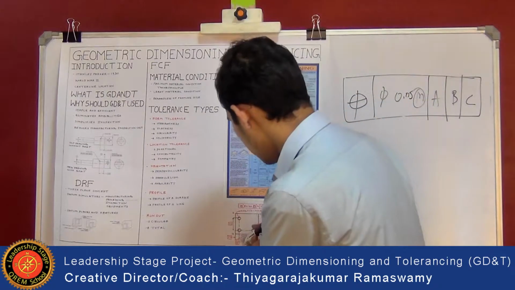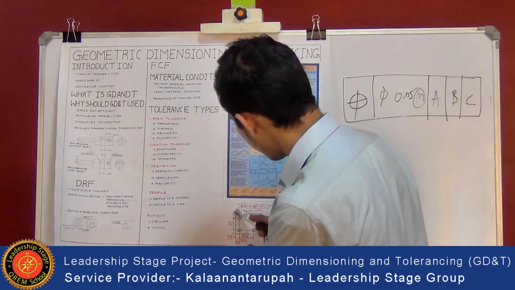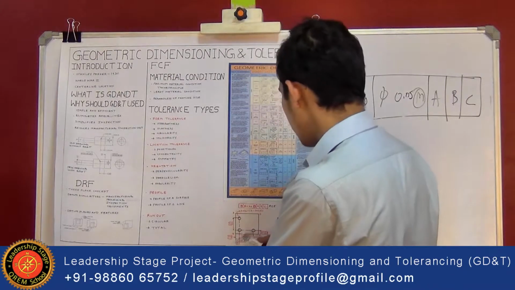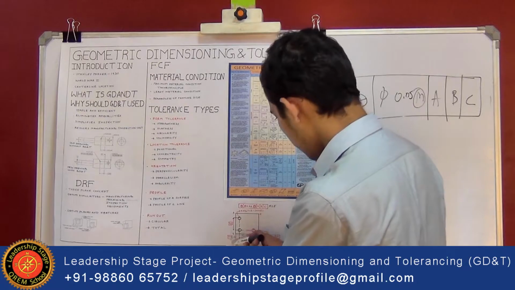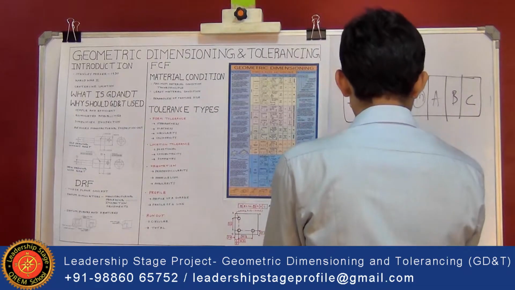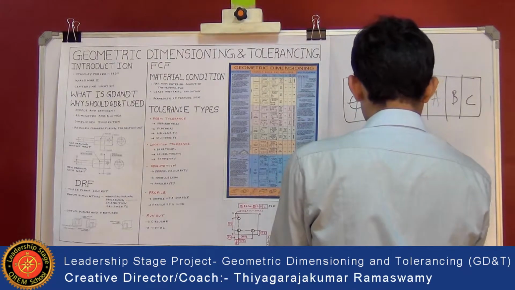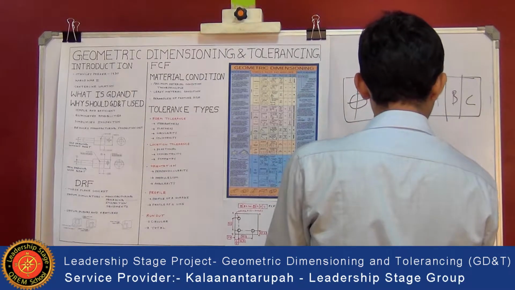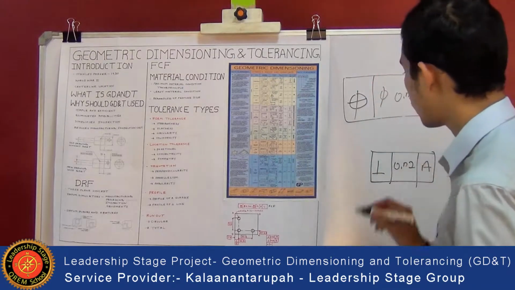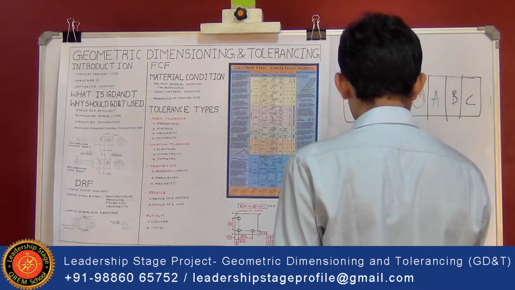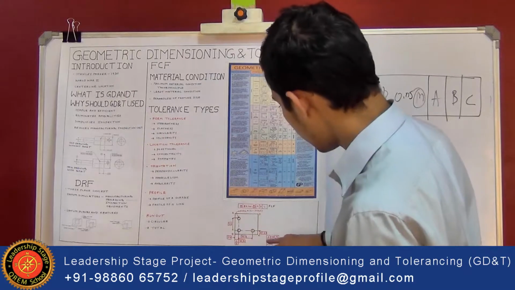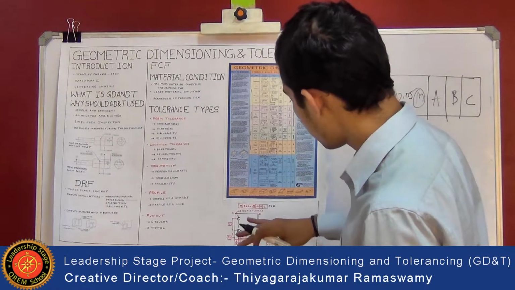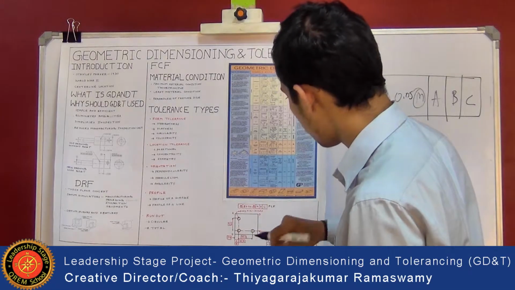In this, surface AB is perpendicular to A and also AB is perpendicular to B. This can be shown using this diagram: considering the surface that is perpendicular to A, it should be perpendicular to A within a tolerance limit of 0.02, and it should be perpendicular to B. And here also we can see that surface C itself is perpendicular to AB, within a tolerance limit of 0.02.